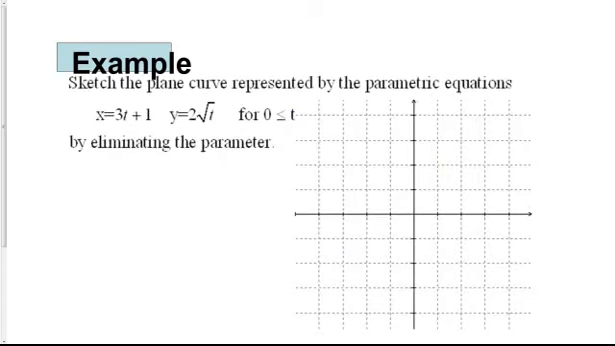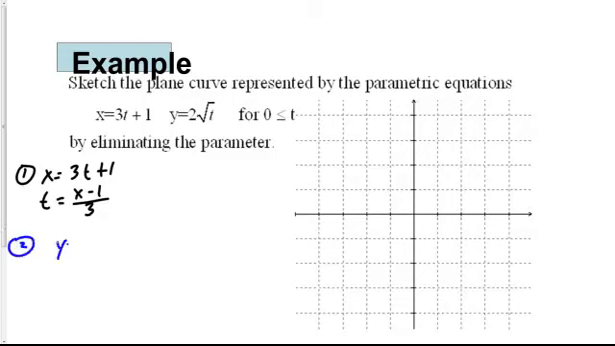Alright, let's sketch the curve of this particular equation, first by eliminating the parameter. So the first thing we're going to do is take x is equal to 3t plus 1, and solve it for t. So we end up with t is equal to x minus 1 over 3. And then our second step would be to substitute. y is equal to 2 times the square root of x minus 1 over 3.